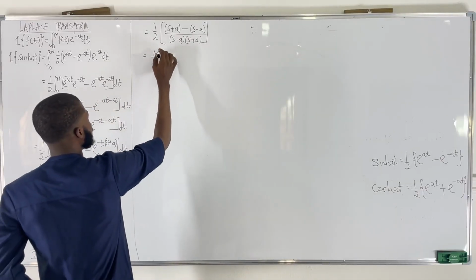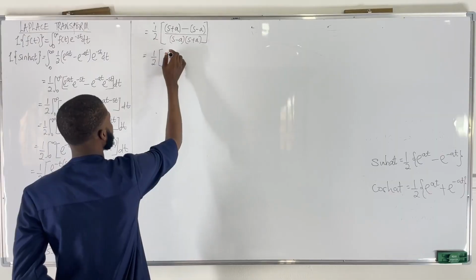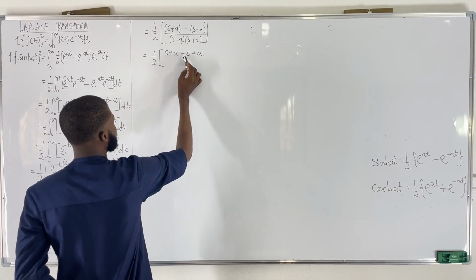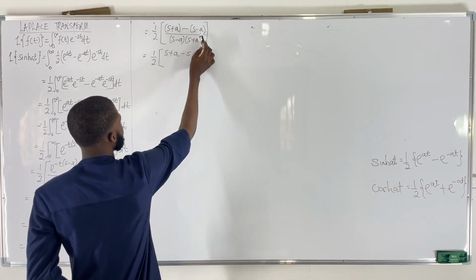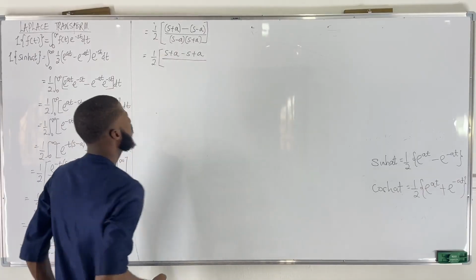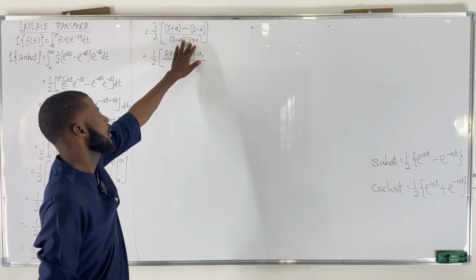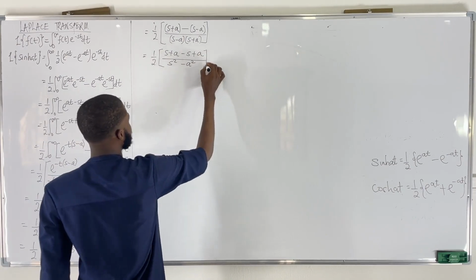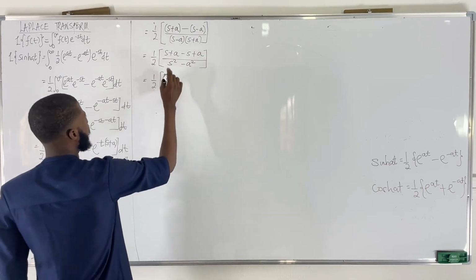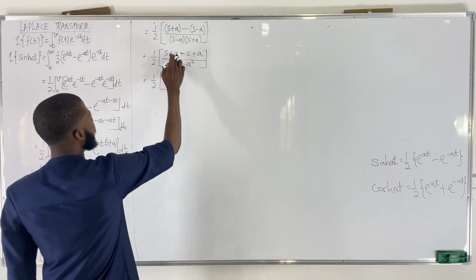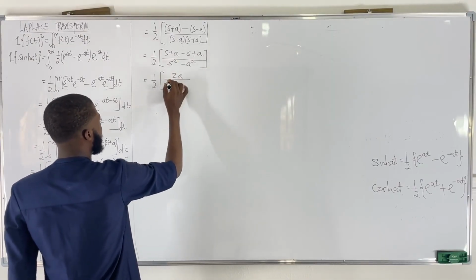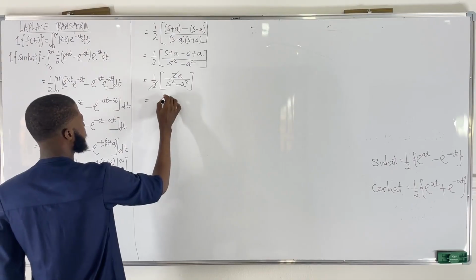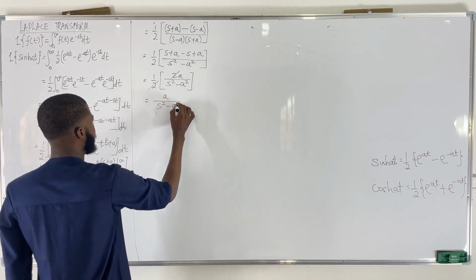So this is 1 over 2 into, let's expand. This will be s plus a minus s plus a. Because minus times s is minus s. Minus times minus a is plus a. Divided by, if you look at this denominator, it's a difference of squares. So this will just be s squared minus a squared. Now this is half. S minus s is gone. A plus a is 2a divided by s squared minus a squared. Now 2 will cancel out 2. So what's remaining is a divided by s squared minus a squared.